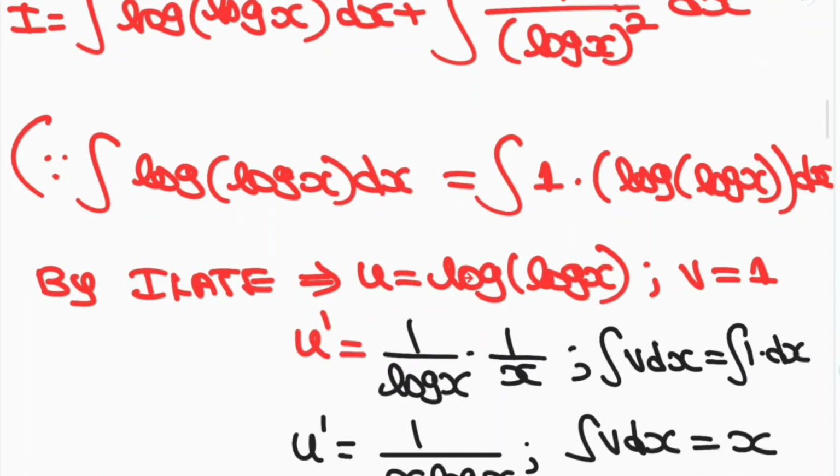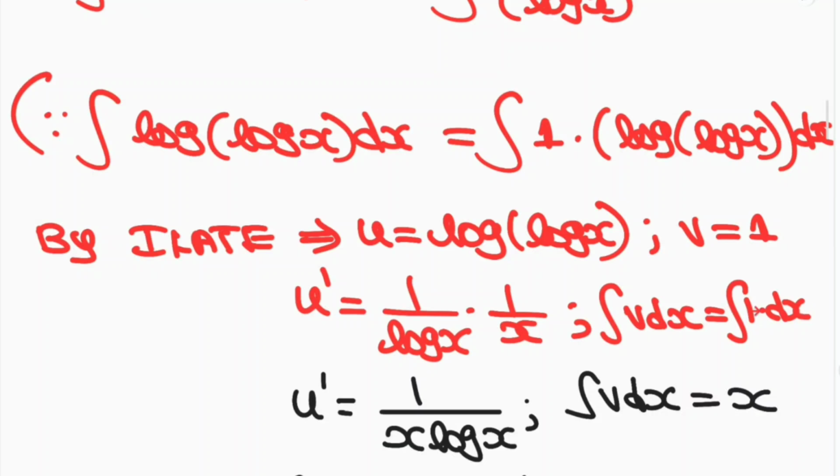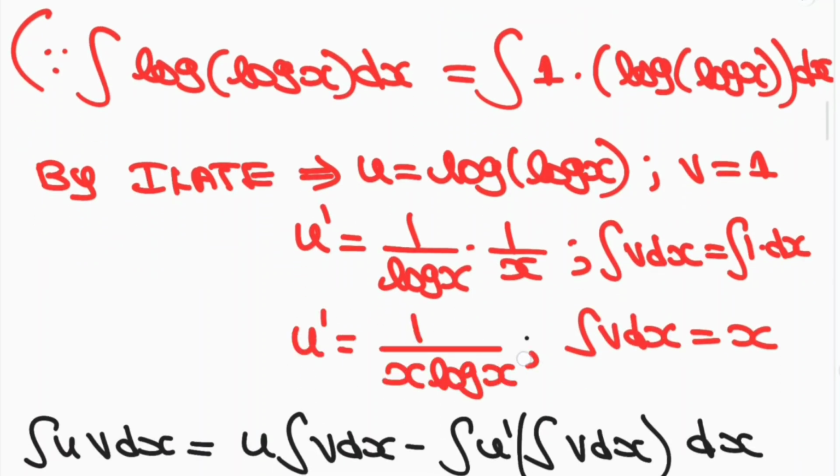Then what is u dash? So log x differentiation is 1 by x. அப்போ u dash is 1 by x. Similarly, integral of v dx is integral of 1 into dx. What is integral of dx? Which is x. So integral v dx is x and u dash is 1 by x.